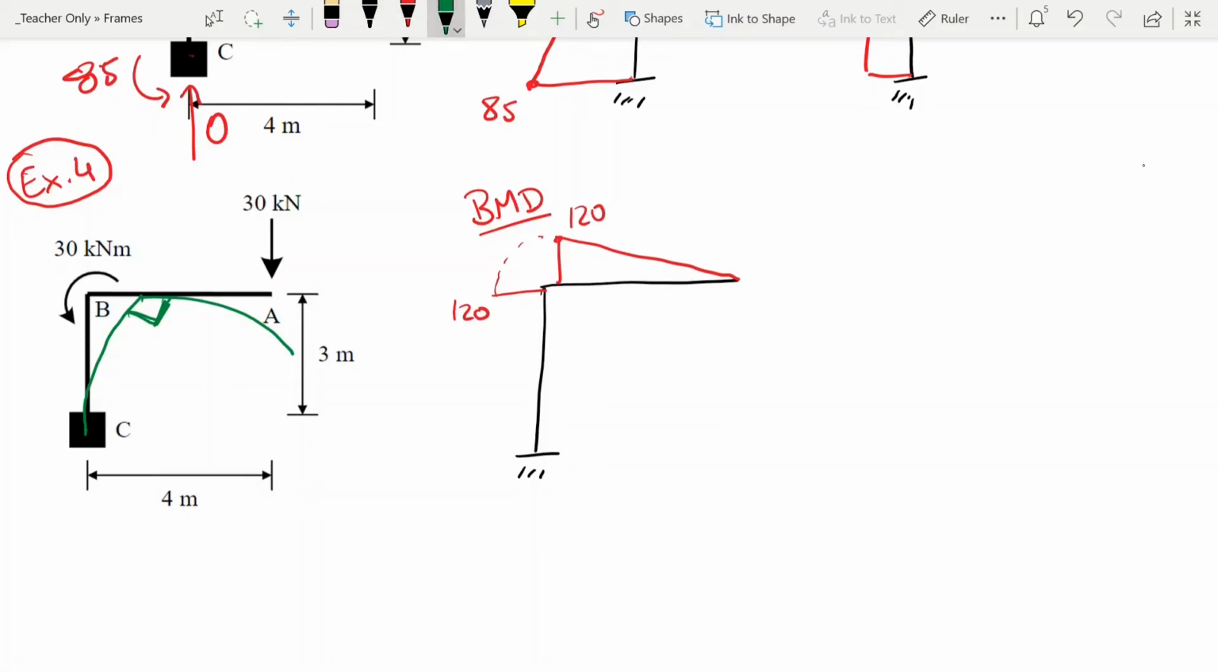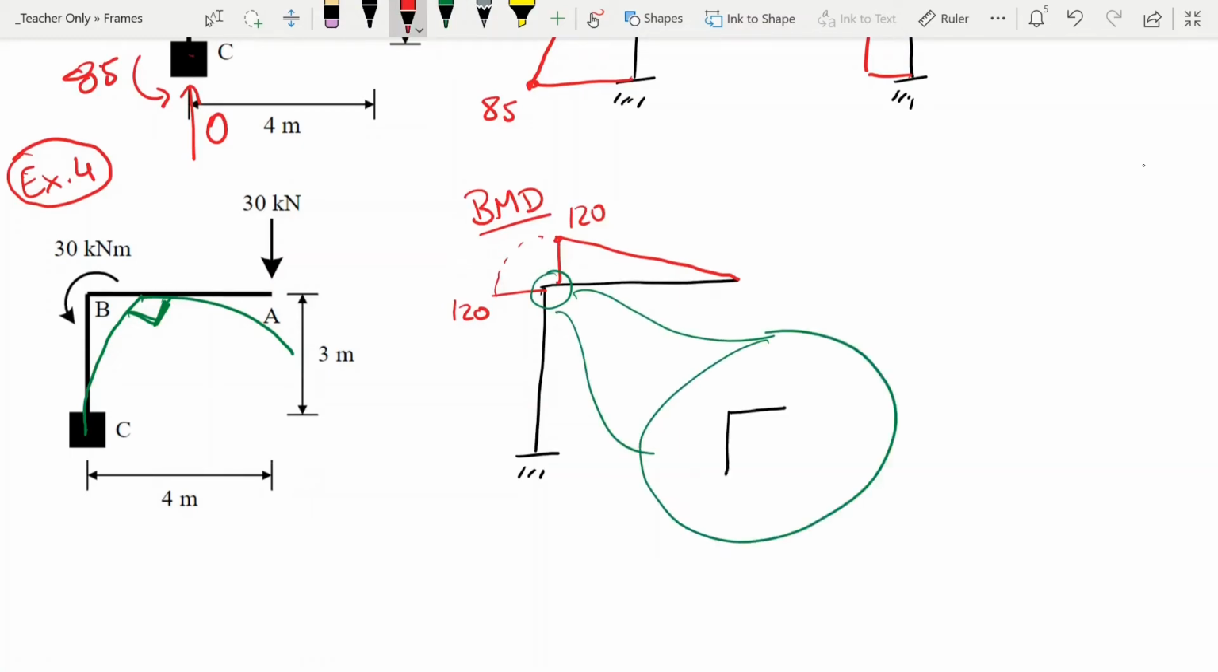So let's just zoom in on this node again and have a look at what's going on there. We do have the 120 doing tension on the top side here, and usually this transfers 120 to this side so that we have tension on the left side. So this is an equilibrium. We have a clockwise moment of 120, we have a counterclockwise moment of 120, so that's pretty good.